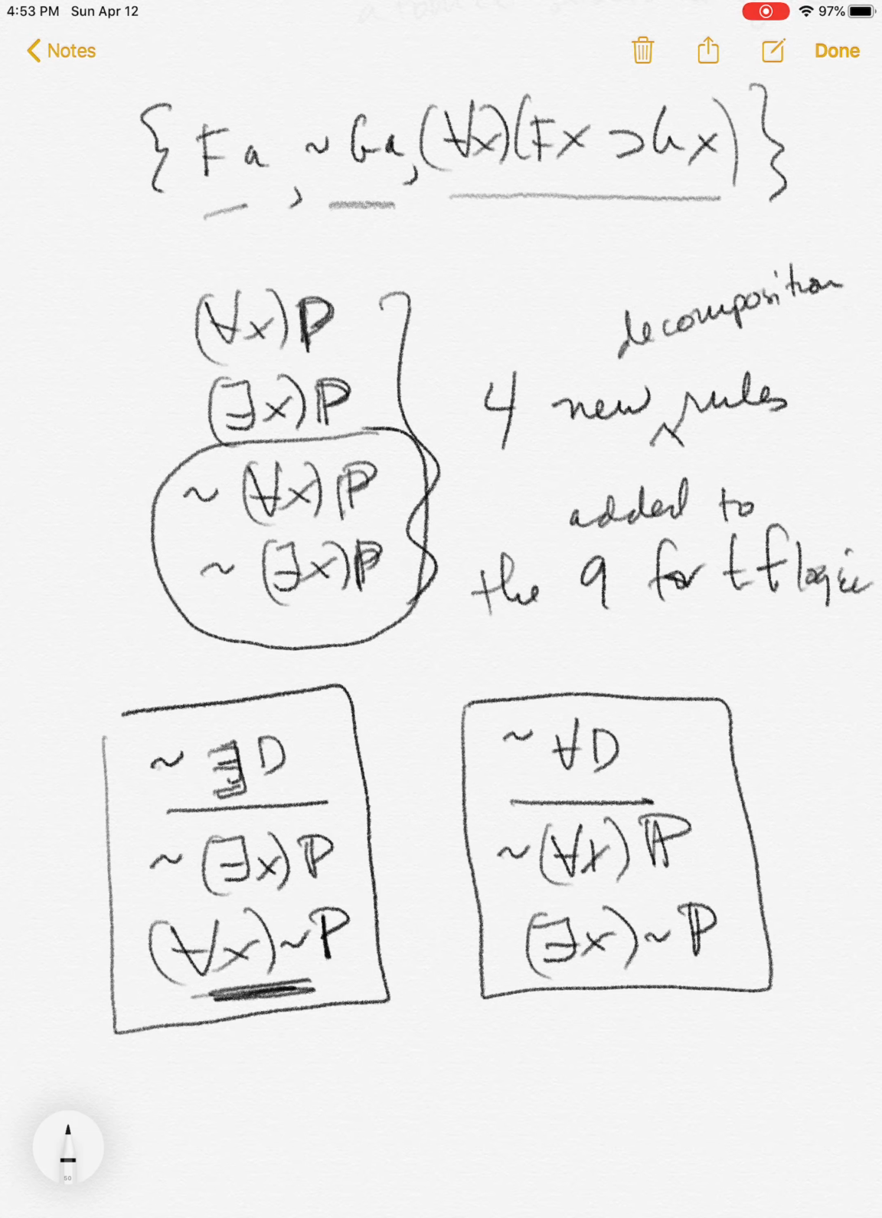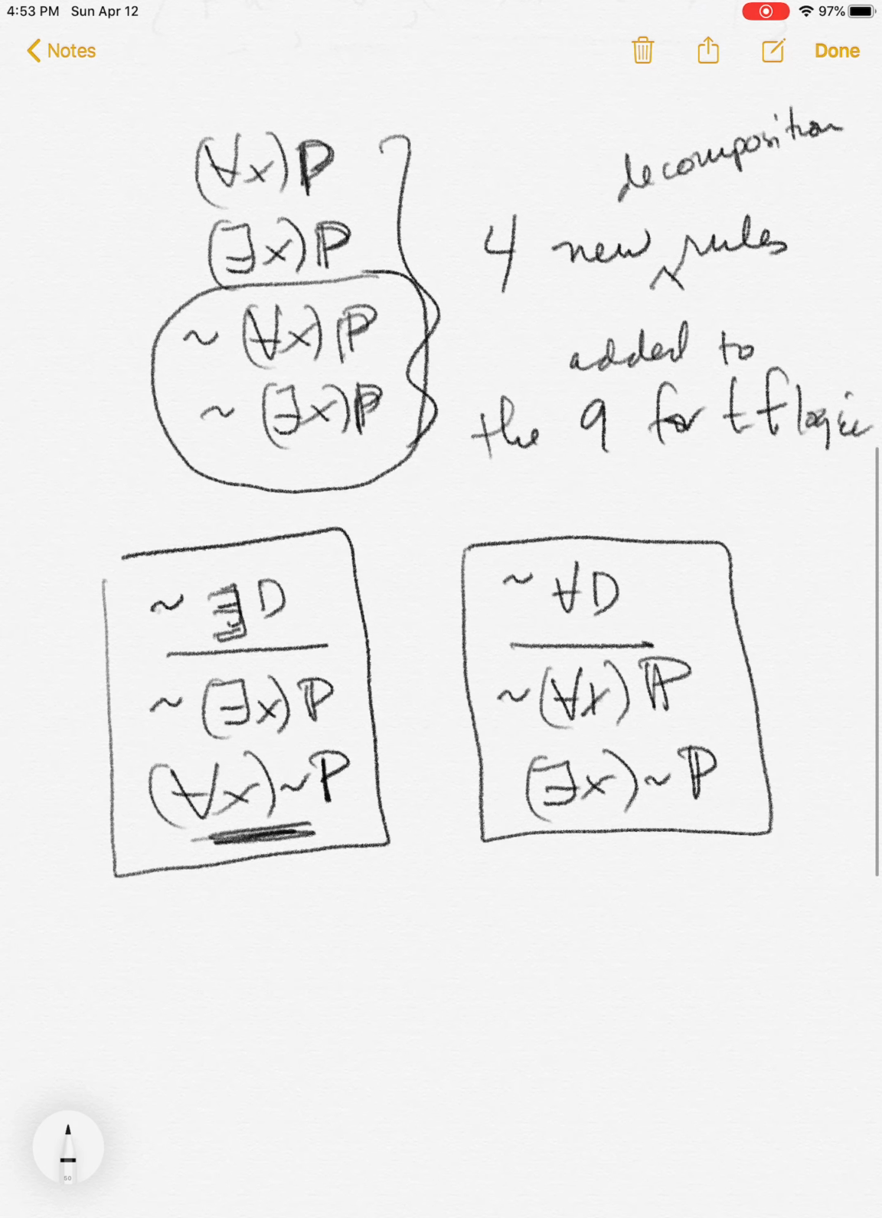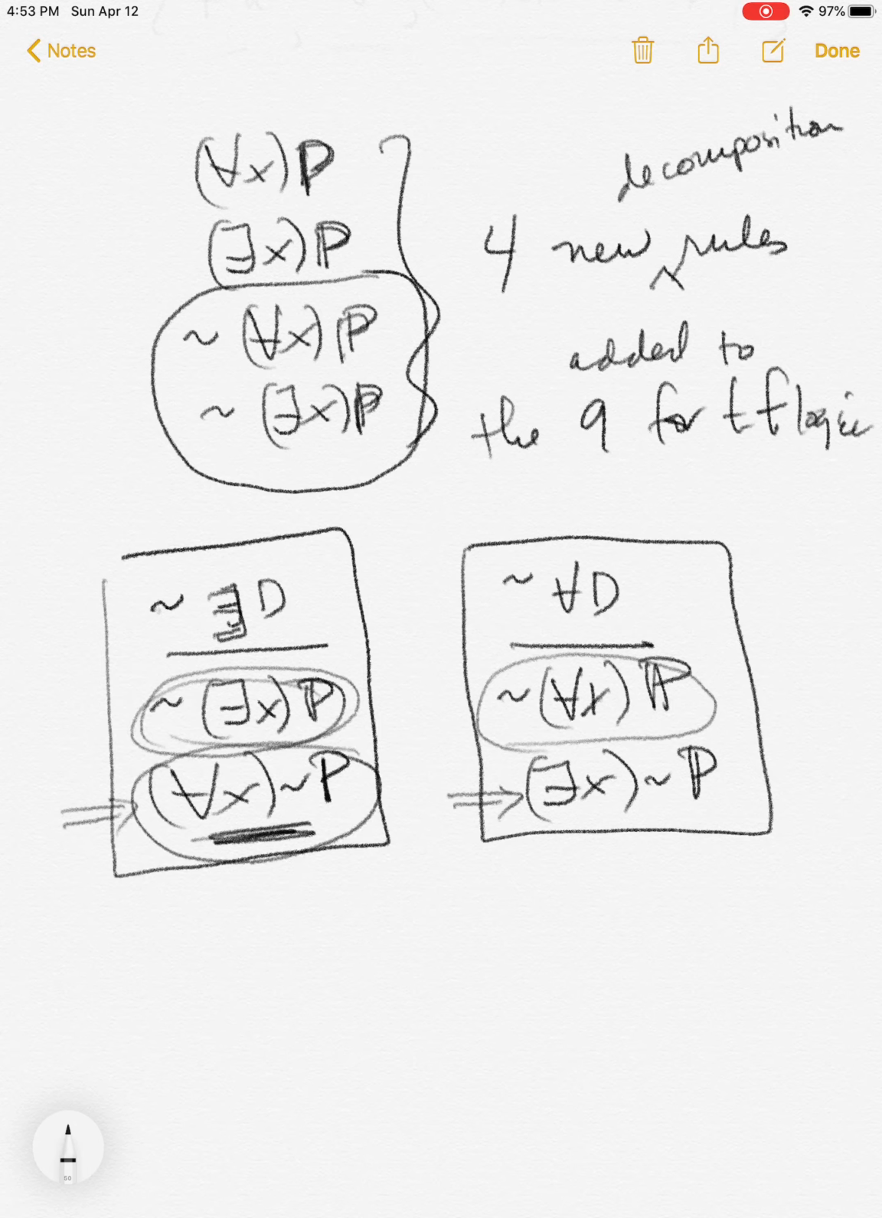When I said that these rules are simple enough, what I hope you see is that what you're writing down when you decompose the negation of a quantification is something that's equivalent to the thing that you've decomposed. So this sentence is equivalent to this sentence, and this sentence is equivalent to that sentence.